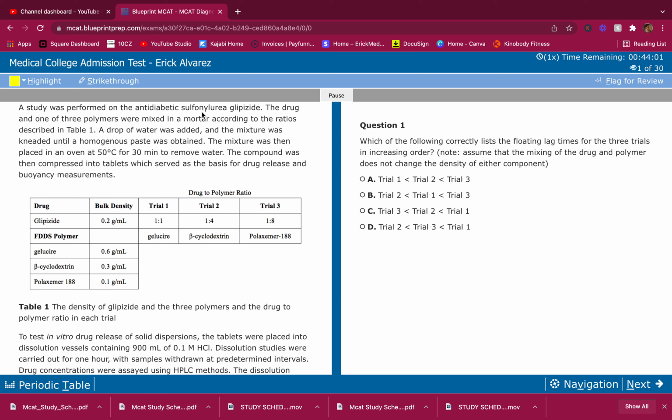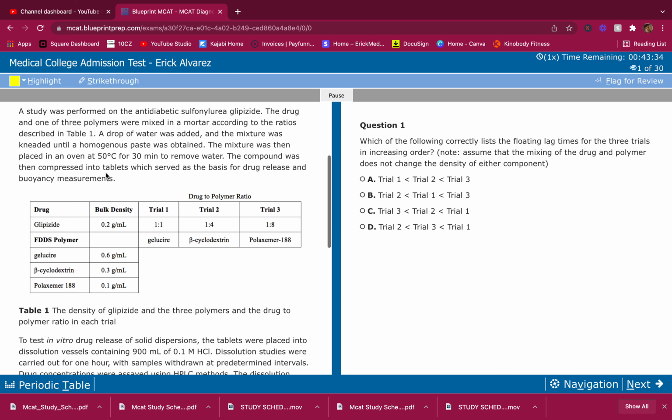All right, what the heck is a mortar? I don't know. I'm sure it's some type of box or tube or whatever that can mix all these things at once, okay? A drop of water was added, and the mixture was kneaded until a homogeneous paste was obtained. The mixture was then placed in an oven at 50 degrees Celsius for 30 minutes to remove water. The compound was then compressed into tablets, which served as a basis for drug release and buoyancy measurements.